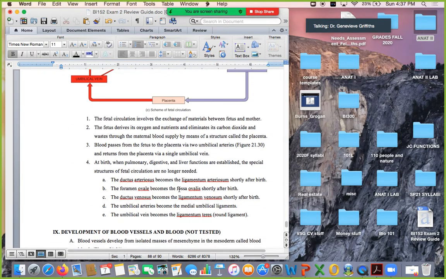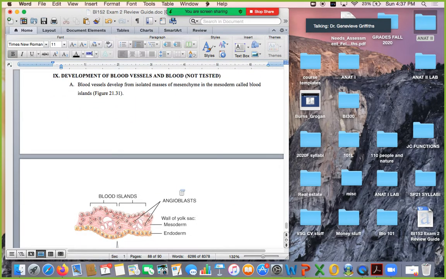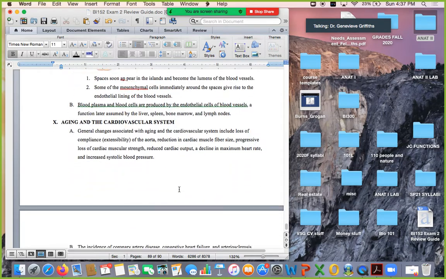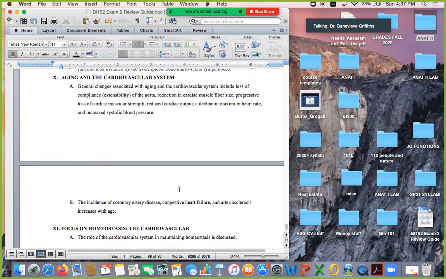Okay, I will not be quizzing you on fetal circulation. I will not be quizzing you on the development of blood vessels. Again, I left that in case anyone had any interest in it.